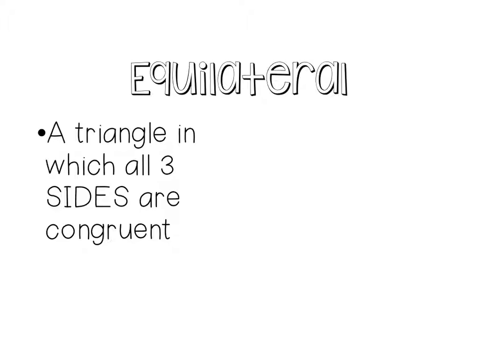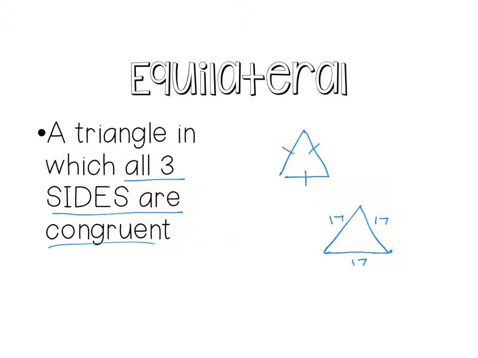The next one is an equilateral triangle, and equilateral triangles have all three sides congruent. So that would be like saying all three sides might measure 17. All three sides are the same.